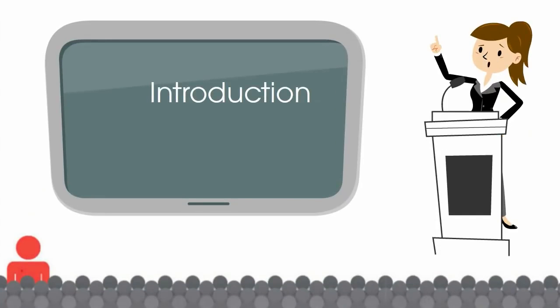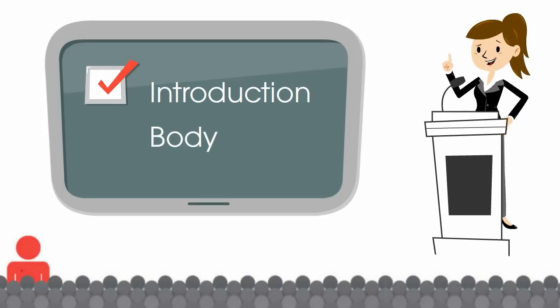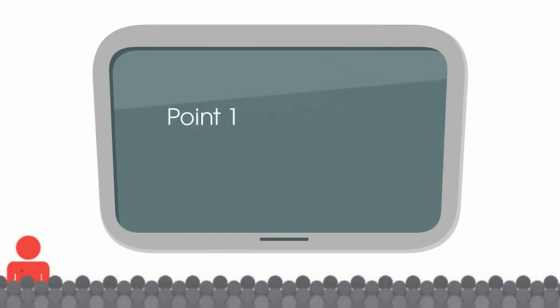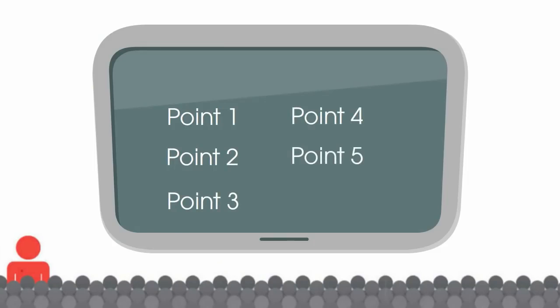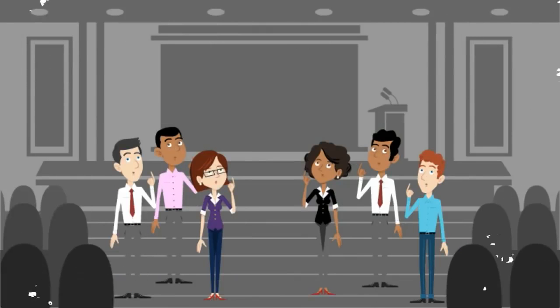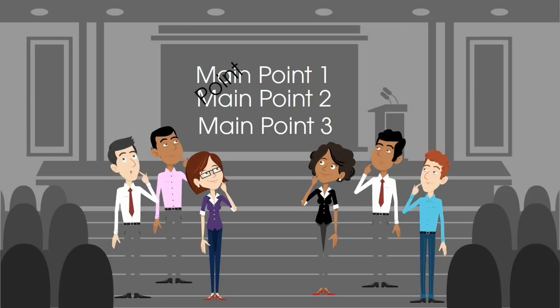Now that you've got your audience engaged and prepared for what you're going to talk about, you can transition to the body of your speech. This is where you share your core message and main points to support that message. You should develop 3 to 5 main points that enable you to convey your core message. Yes, only 3 to 5. Sharing too many key points is a common mistake made when delivering speeches.